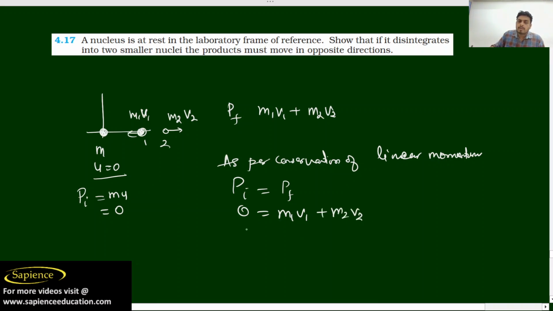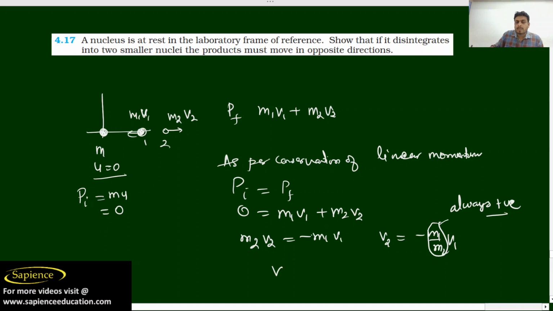Now if I move this equation like this, can we write here m2 v2 is equal to minus m1 v1. So can we write from here that v2 is equal to minus m1 by m2 into v1. Since this m1 by m2 is always positive, because mass cannot be negative, finally we get that v2 is equal to minus v1. So velocities are equal but opposite in direction.